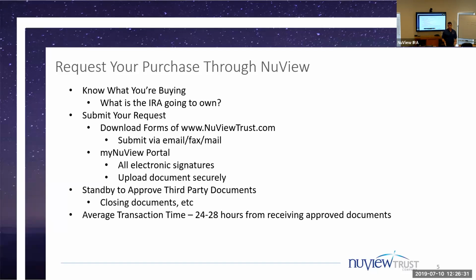You can download those right off our website, newviewtrust.com/forms. You'll see all the different investment types. You can fill them out, you can drop them off, you can mail, fax them, or email them to us. However, we recommend go right into your online portal.